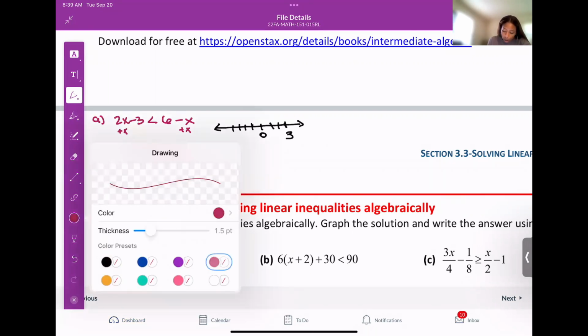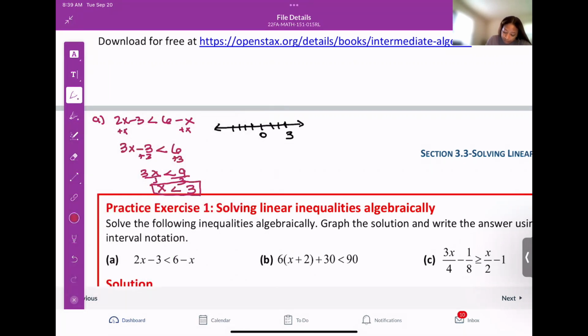That means that we put an open circle around the 3. And then if we want to have all of the x values less than that, we're going to shade in everything to the left. So the graph of our solution would look like this. Start at the 3, open circle, shade in everything to the left of it.